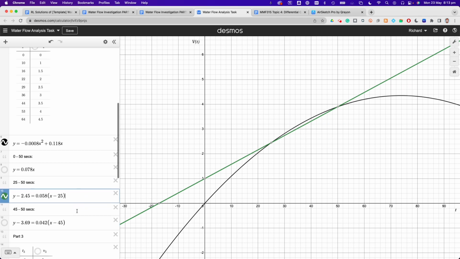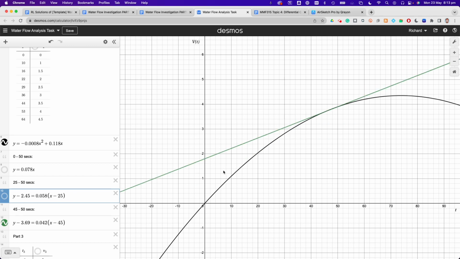So then the third thing you had to do is work it out over 45 to 50 seconds. So I did that again by using the 2 points, the point at x equals 45, which was, if I just draw it up, there we go, bang. So at 45, we had 3.69, and at 50, we had 3.9.